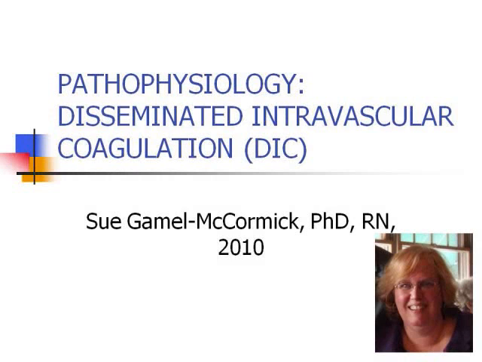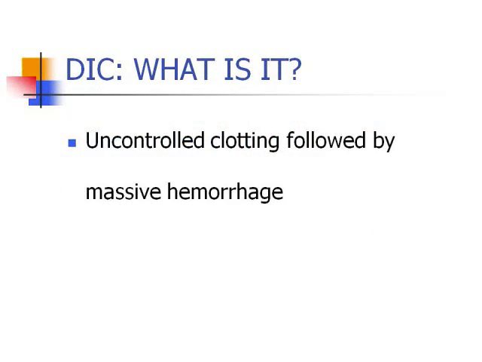Disseminated intravascular coagulation, DIC. Well, what is it? Well, first let's look at the name. Disseminated means it's all over. It is not focused in one spot in the body, it's all throughout the body. Intravascular, it is occurring throughout the vasculature, staying inside the blood vessels. It's all over the body, and we start with a coagulation problem. It is uncontrolled clotting, followed by massive hemorrhage.